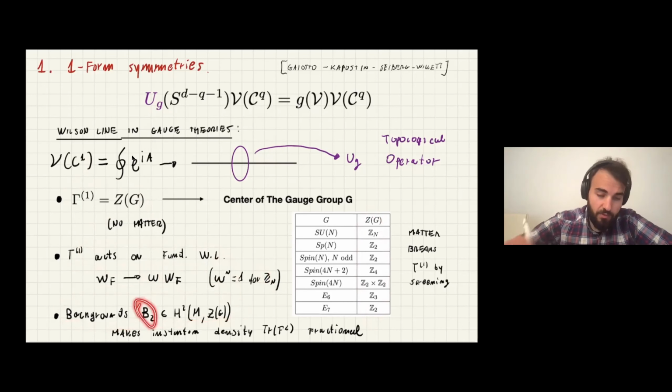And it's also important to turn on a background for these one-form symmetries. In this case, we have a two-index antisymmetric tensor, which is valued in this cohomology group. It's important because once we turn on this background, the instanton density becomes fractional. And when the instanton density becomes fractional, then we can study anomalies for the theories.